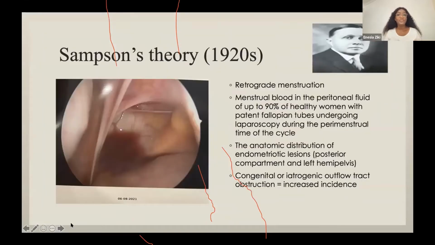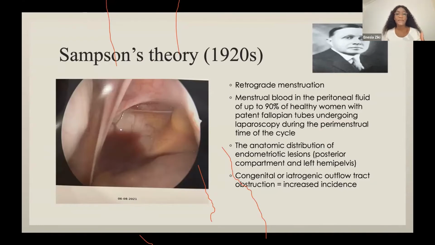So this is the most common theory, or the most accepted theory. It's a theory that's been around for a while. It's Sampson's theory, or the retrograde menstruation theory. And so this basically says that menstrual flow from eutopic endometrium refluxes or is pushed out of the uterus during menstruation and is deposited into the peritoneal cavity. And we know that we find menstrual blood in the peritoneum in up to 90% of healthy women who have patent fallopian tubes and are going through laparoscopy during the perimenstrual time of the cycle.